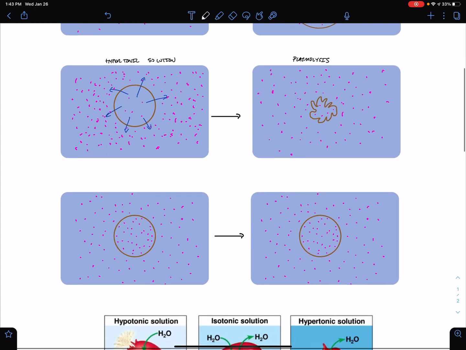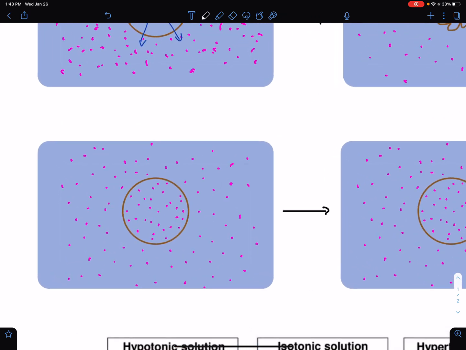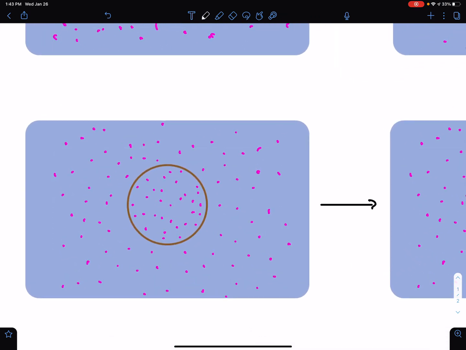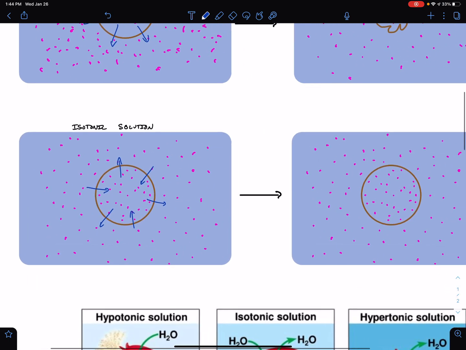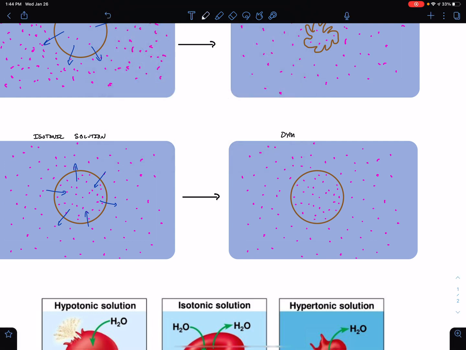And the last situation is our Goldilocks situation. We've got equal concentrations of salt and water inside and outside of the cell, and this is called an isotonic solution. In this case, water is still coming into the cell, but it's balanced by molecules of water leaving the cell. So on net, there's no change in mass of the cell. This is called dynamic equilibrium.